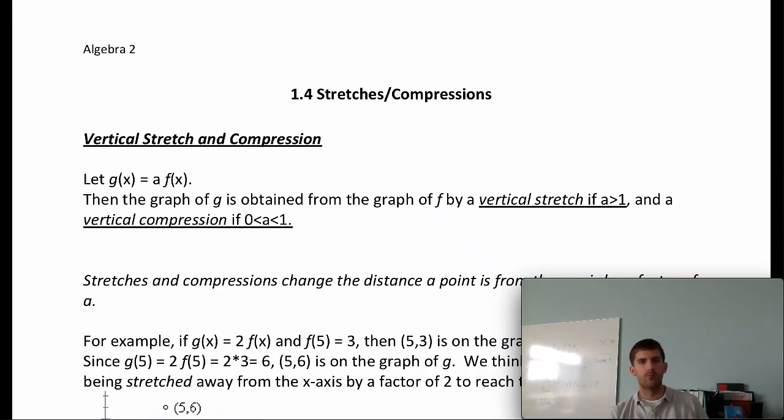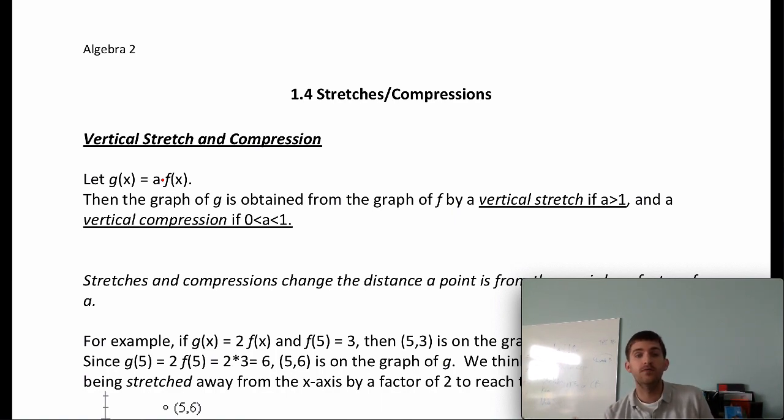Alrighty, section 1.4, stretches and compressions. So we're going to focus just on the vertical stretch and compression first. I'm going to say let g of x equal a times f of x. You're multiplying f of x, the whole function, by some value a.